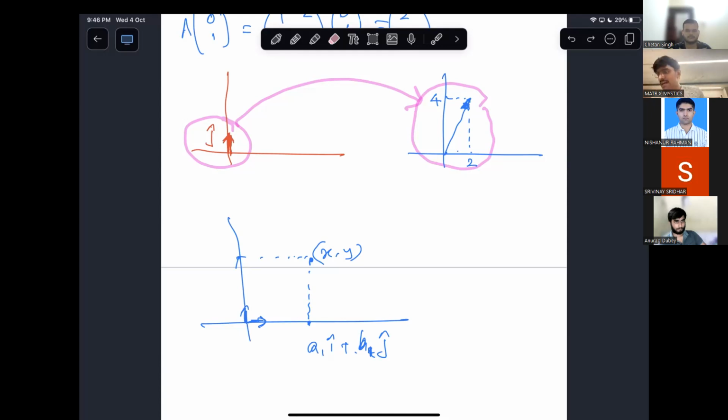Because I can go to any point on this red plane, every vector will have a transformed vector in the blue coordinate plane. Now, what the locus of this blue vector is depends on the matrix that we are multiplying, but we'll see that later on.